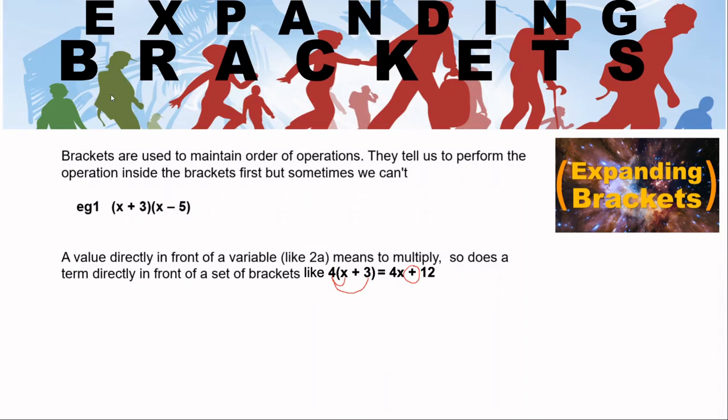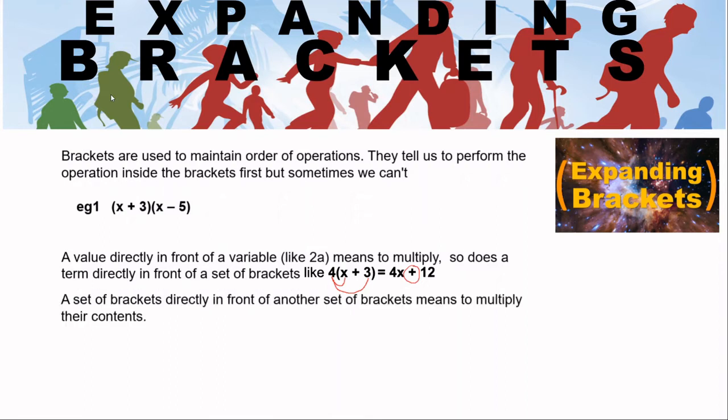Moving on to more advanced questions like we'll be looking at today, if we have a set of brackets directly in front of another set of brackets, this means that we're going to multiply their contents. So like in example 1 we've got written above, what I really want to do is work out what x plus 3 is, work out what x minus 5 is, and multiply those two answers together. But since I can't perform this calculation, what I need to do is very similar to what I did above. Both of the terms inside the first bracket need to multiply by both of the terms in the second bracket.